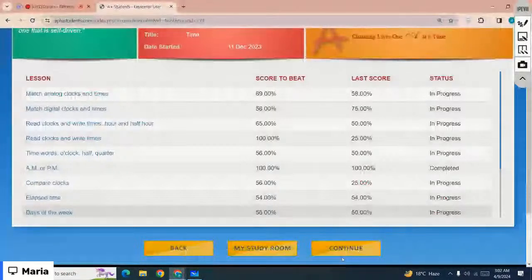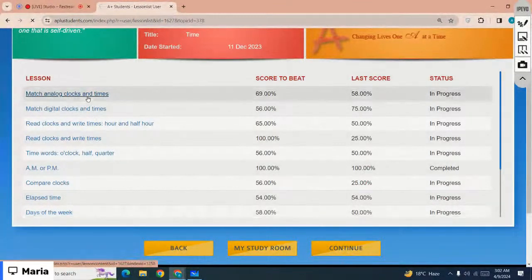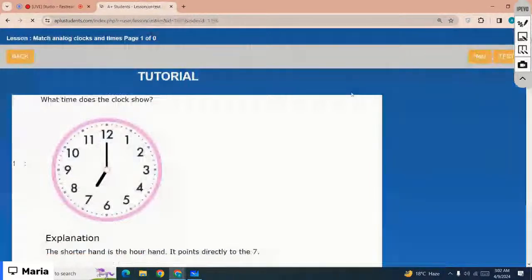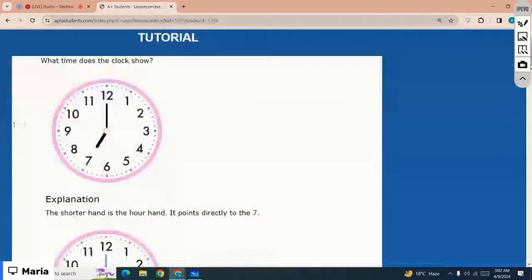Here I'm on grade 2 math. We're going to start with the chapter time. Let's start with the first lesson, that is match analog clocks and times. Okay, so we are given a clock. We have to see what time the clock shows, right?